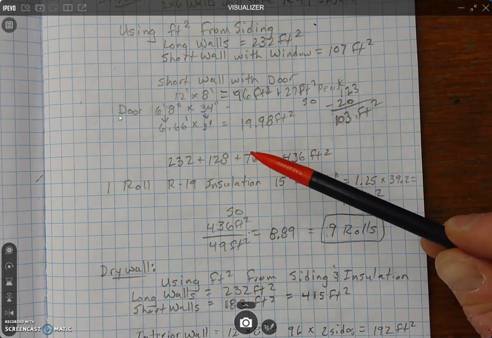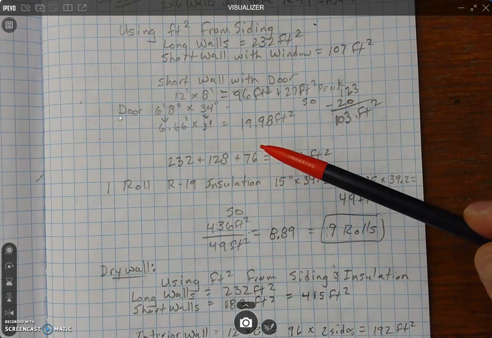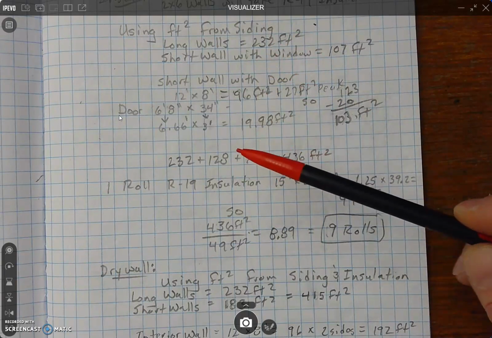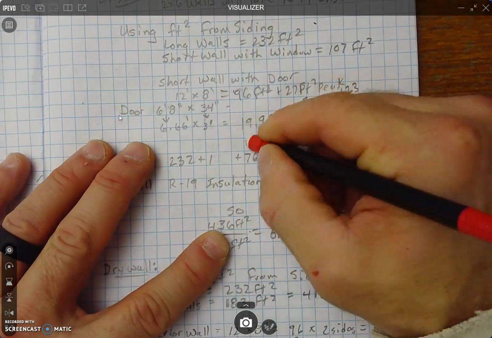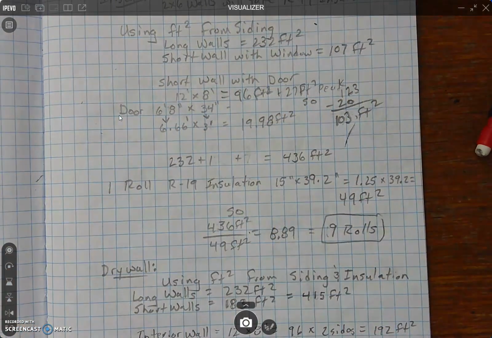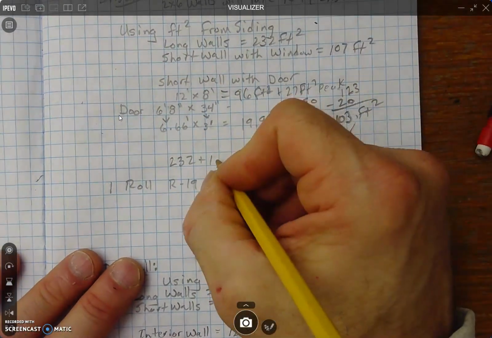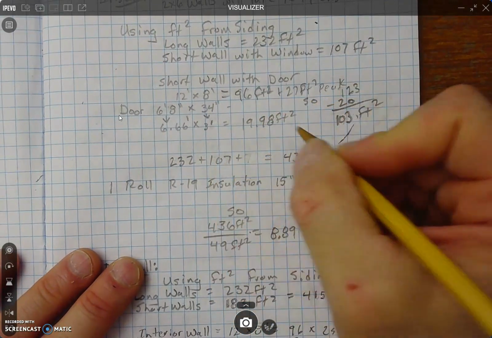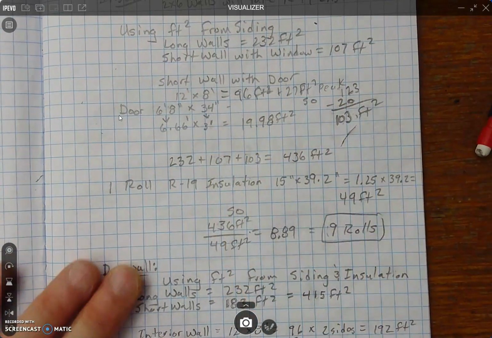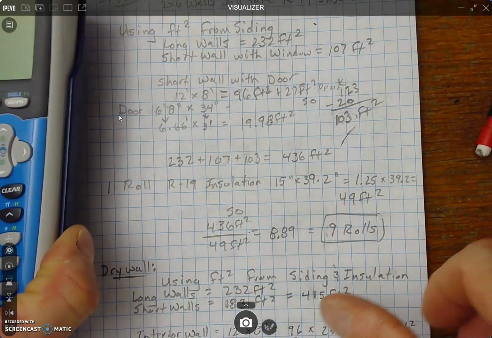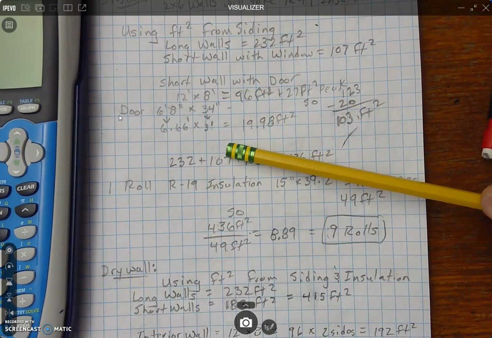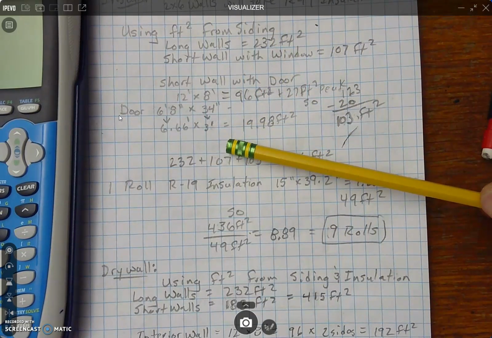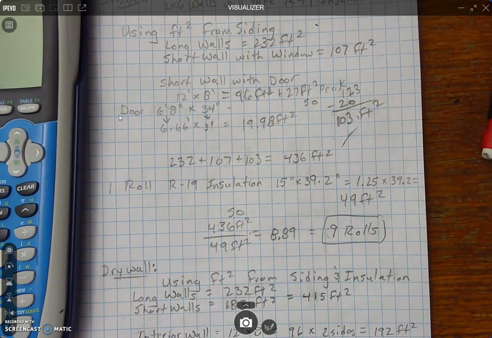So down here, what I need to do is, I actually messed up twice. I need to do that, and then I need to add these together again. So 232 plus 107, that would be 339, 439, 442.